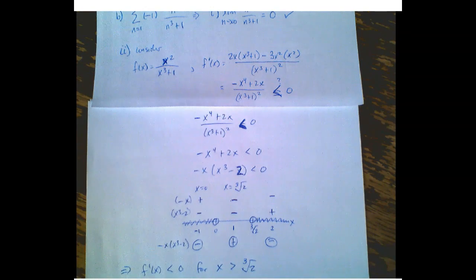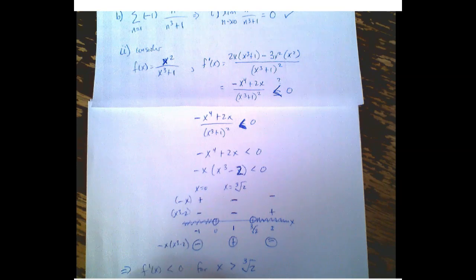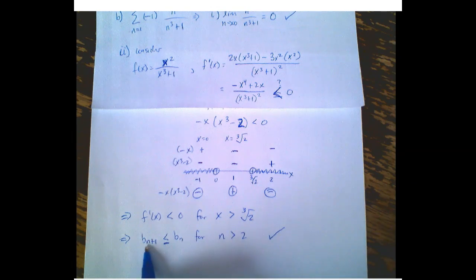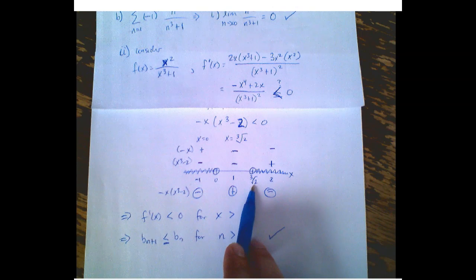This implies that Bn plus 1 is less than or equal to Bn for all n greater than the next integer of 2. So this satisfies, again, because the derivative is negative on this interval, for all of the terms in the sequence follow this pattern for when n is greater than 2. It's the next integer after the cube root of 2.